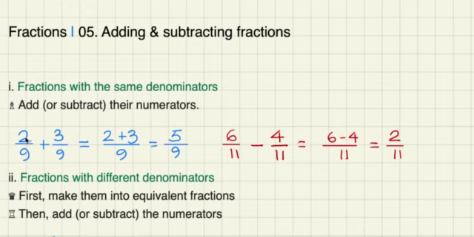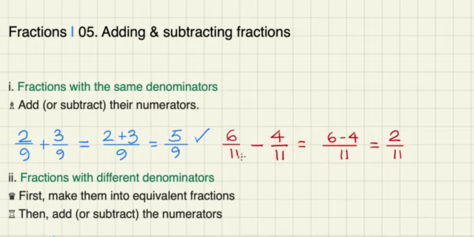So here we're asked to add 2/9 plus 3/9. Now, because we've got the same denominator, then that goes underneath. And then you add the numerators. So 2 plus 3, and that equals 5/9. Can this be simplified anymore? No, it can't. So this is your answer.